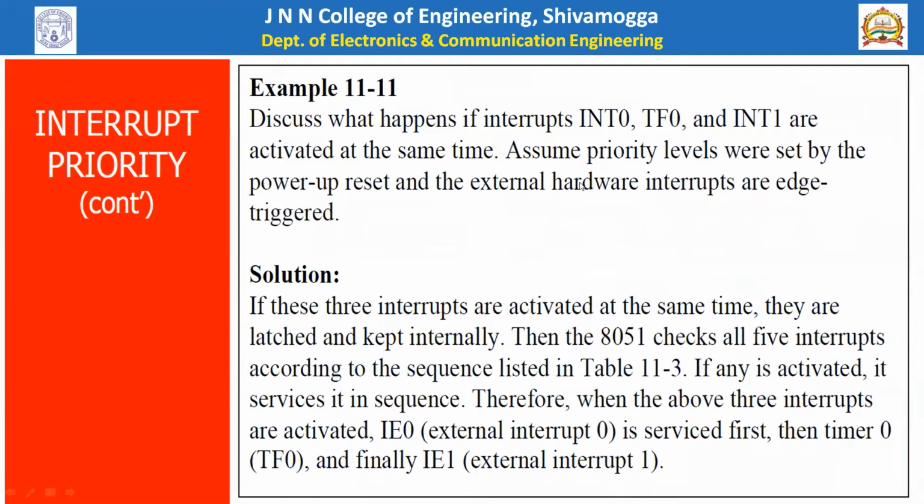Based on that, let us have an example. Discuss what happens if interrupts INT0, TF0 and INT1 are activated at the same time. Assume priority levels were set by the power up preset and external hardware interrupts are edge triggered. This is the assumption.